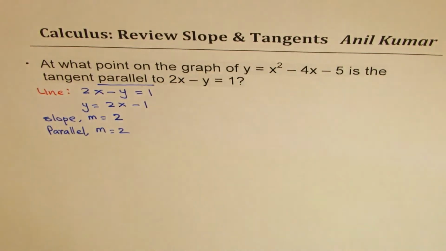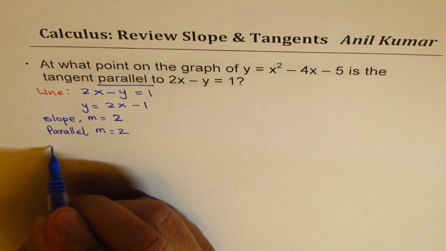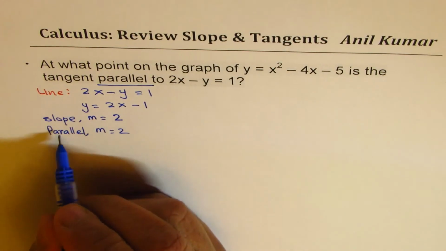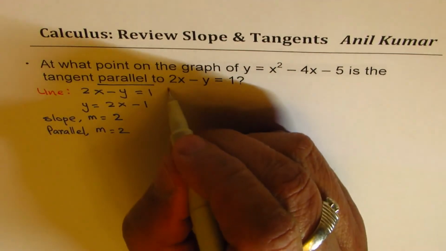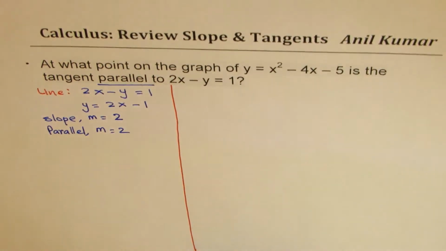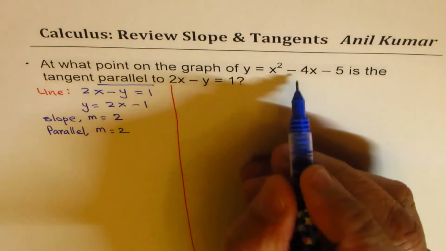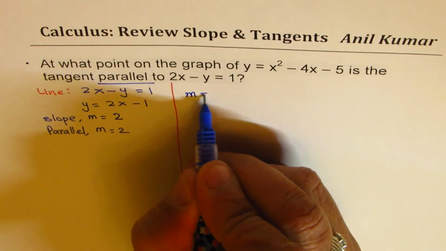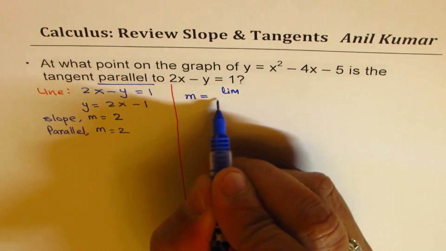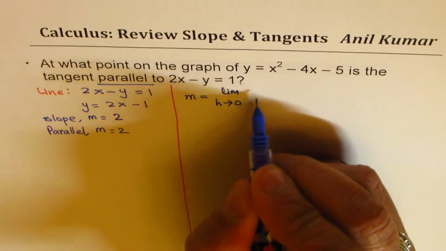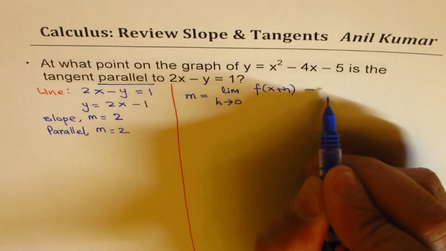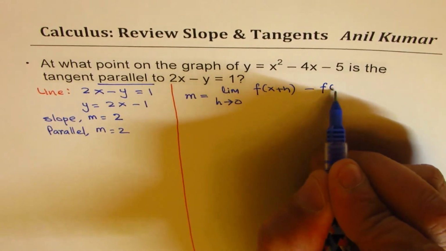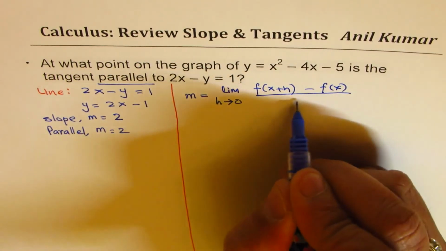So we'll say that slope m, okay, let's do it on the right side. Let's save this space for something extra. So let's do it here now. The slope in general will be limit h approaches 0, f(x plus h), we don't know what x is, we'll try to figure it out, right, minus f(x) over h.